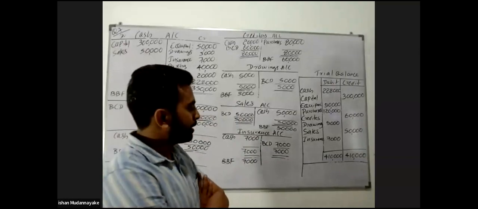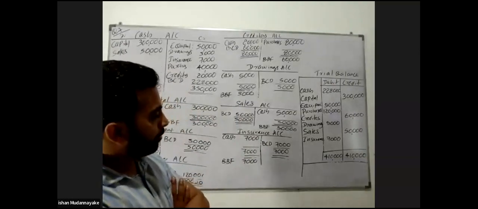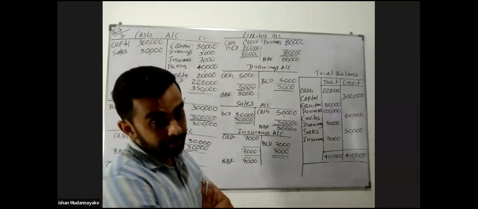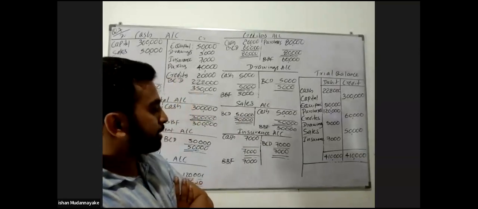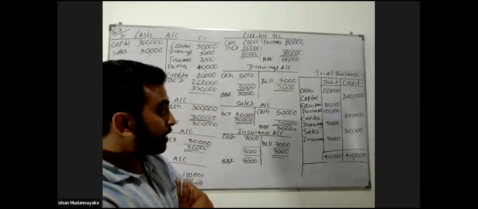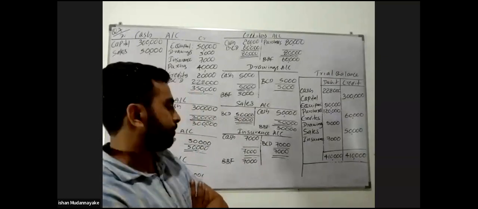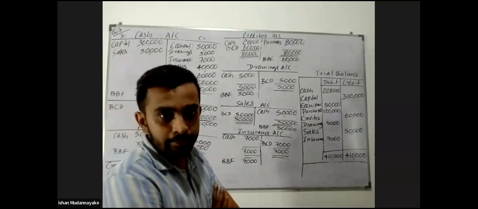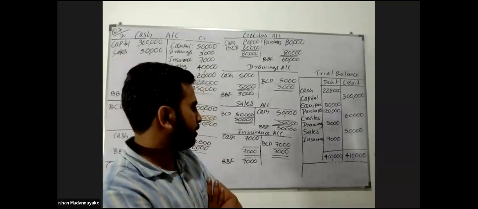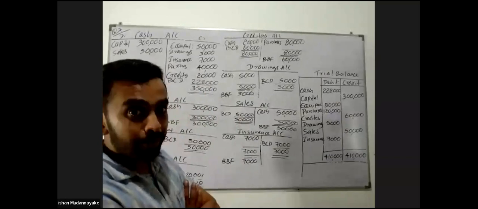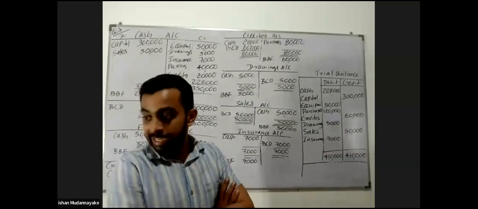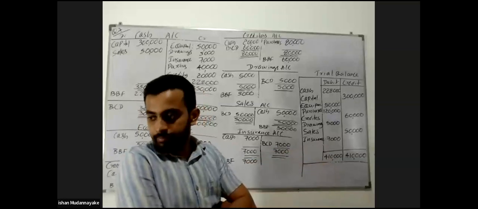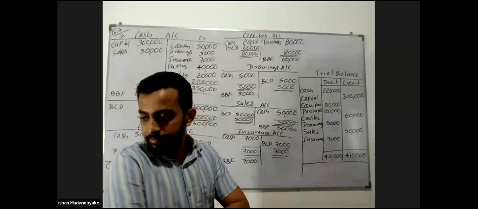Chapter 11. Cash in the debit side, capital in the credit side, equipment debit side, asset. Purchases, expense as well as asset, debit side. Creditors, liability, credit side. Drawings, we don't say equity, debit side, neither negative equity. Sales, credit side, 50,000, income. Insurance, expenses in the debit side.